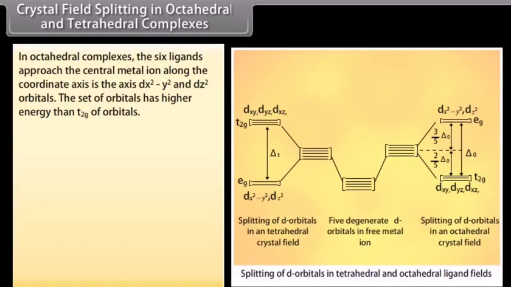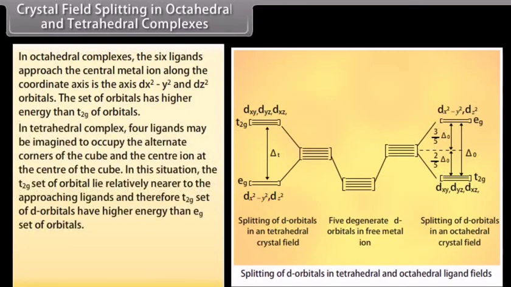Crystal field splitting in octahedral and tetrahedral complexes. In octahedral complexes, the 6 ligands approach the central metal ion along the coordinate axis, that is the axis of the dx2-y2 and dz2 orbitals. The set of Eg orbitals has higher energy than the T2g orbitals.